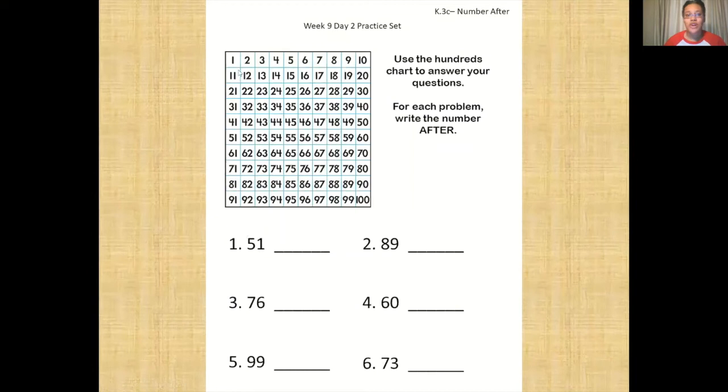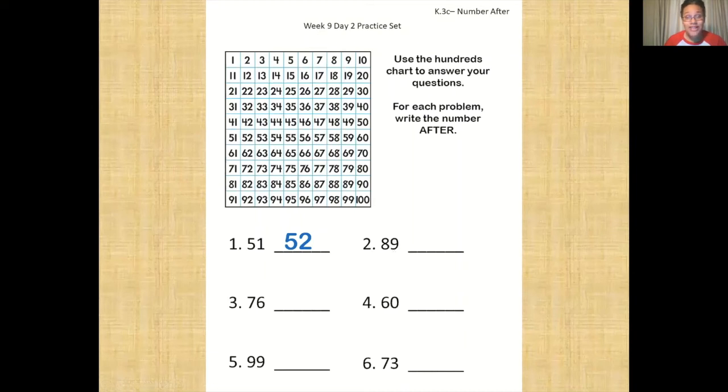Alrighty, so number 1 says 51. That means we're using our numbers chart. We're looking for the number 51. I found 57, but it ends in a 1. So I can go down the ones column and find 51. So the number after 51 would be, right, 52.